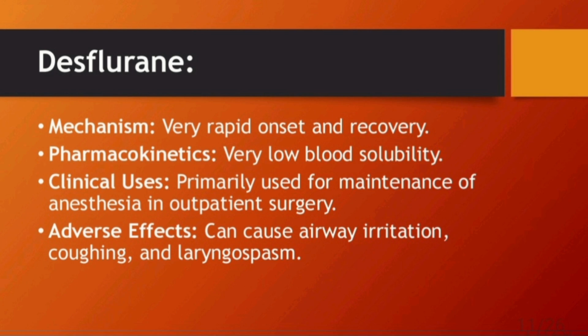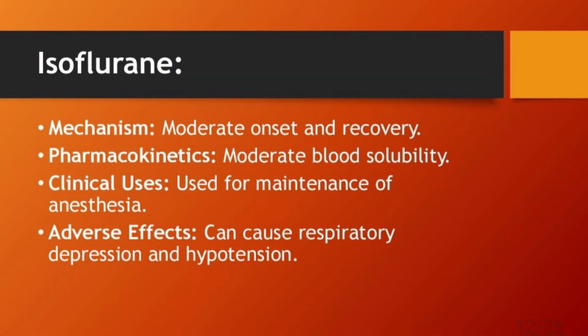Laryngospasm means there is a sudden spasm in the larynx, or we can call it the vocal cords, and because of laryngospasm there is difficulty in breathing and speaking. Isoflurane. Mechanism: moderate onset and recovery. Pharmacokinetics: moderate blood solubility. Clinical uses: used for the maintenance of anesthesia, and adverse effects are: it can cause respiratory depression and hypotension. This isoflurane has the same features as that of desflurane.